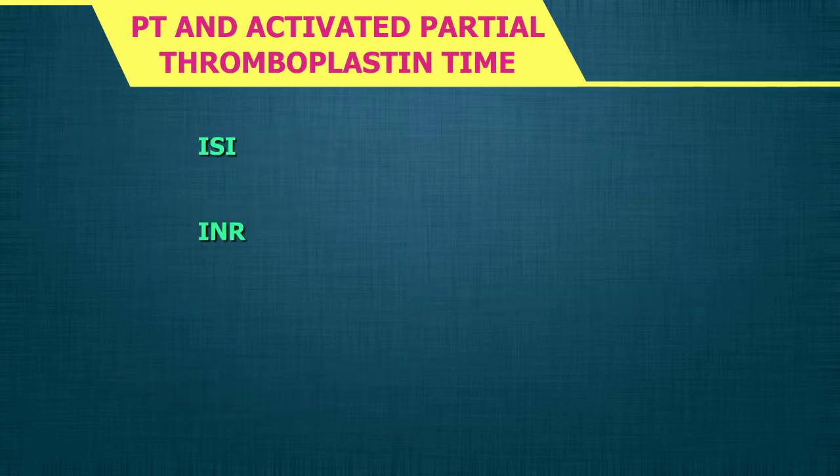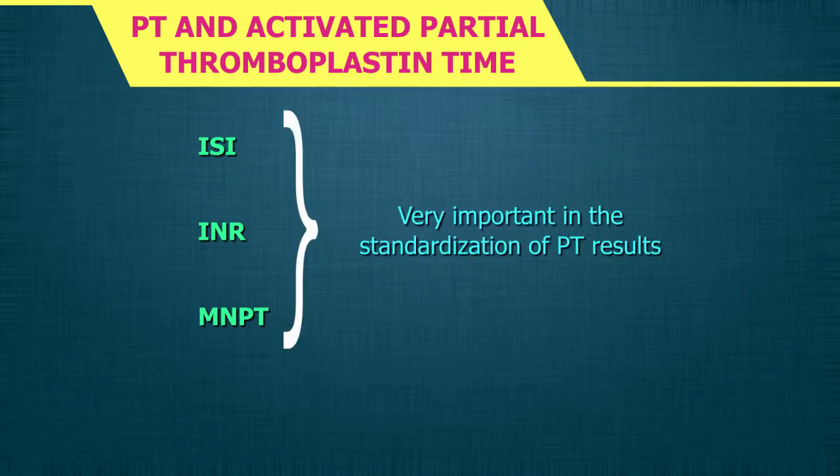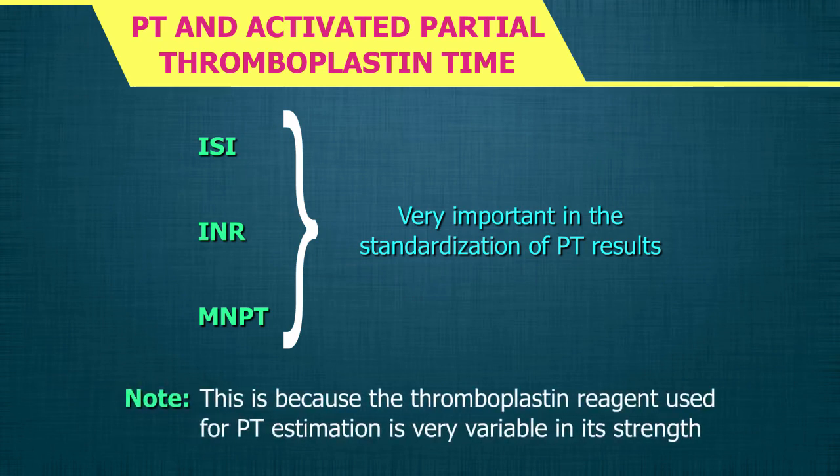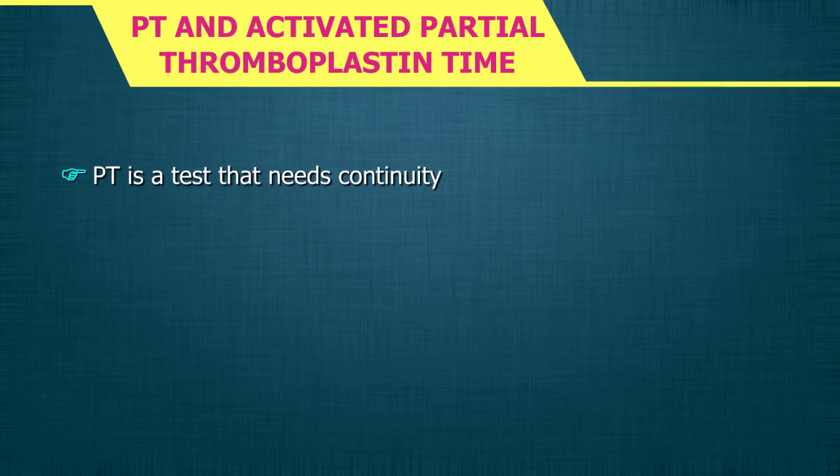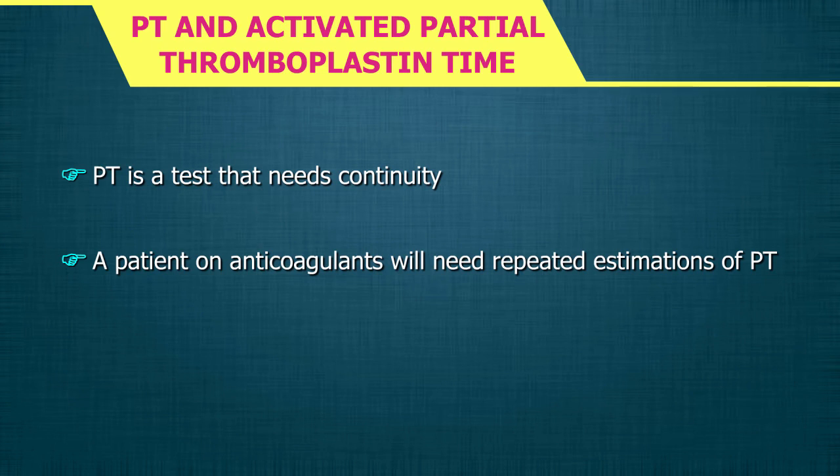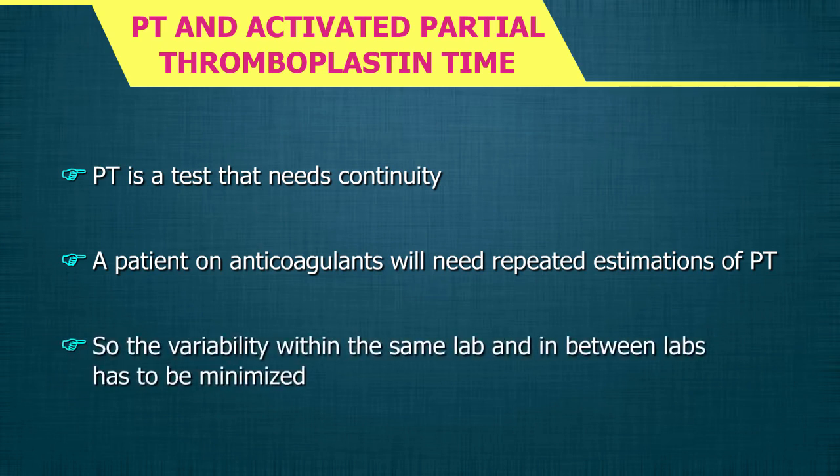ISI, INR, and MNPT are 3 numbers that are very important in the standardization of PT results. This is because the thromboplastin reagent used for PT estimation is very variable in its strength. PT is a test that needs continuity. A patient on anticoagulants will need repeated estimations of PT. So, the variability within the same lab and between labs has to be minimized.